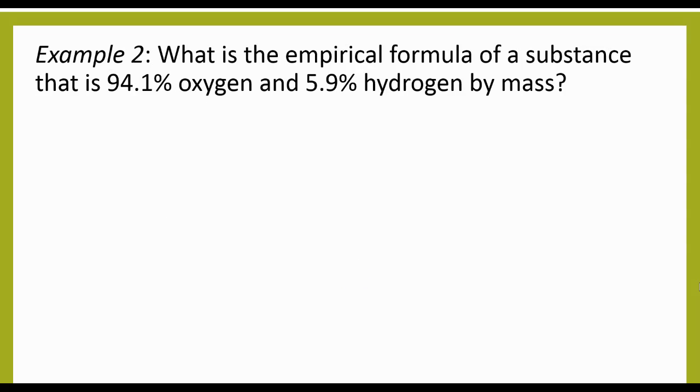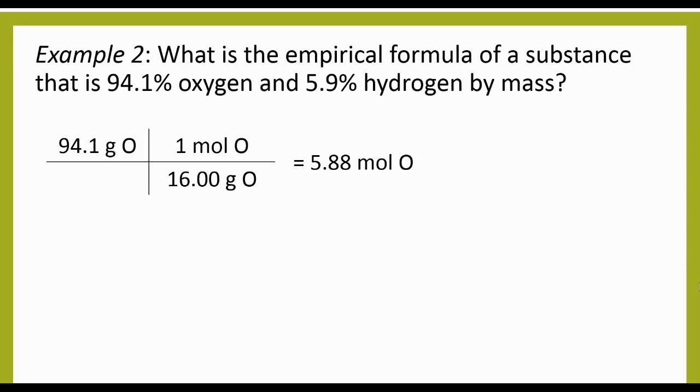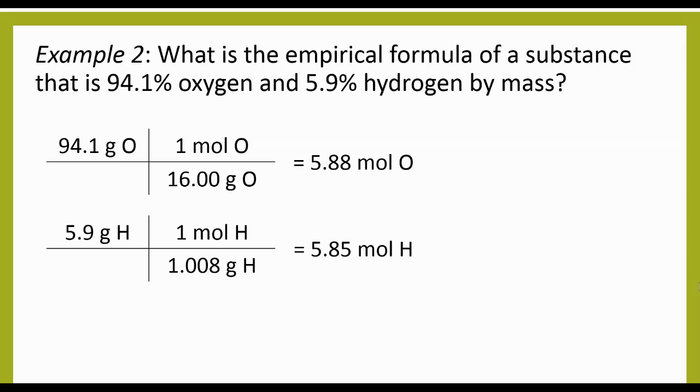So what is the empirical formula of a substance that is 94.1% oxygen and 5.9% hydrogen by mass? So I'm going to convert those percentages into mass. So I have 94.1 grams of oxygen and 5.9 grams of hydrogen. If we use their molar masses, we're going to calculate how many moles we have of each. So I end up finding that I have 5.8 moles of oxygen and then 5.85 moles of hydrogen.